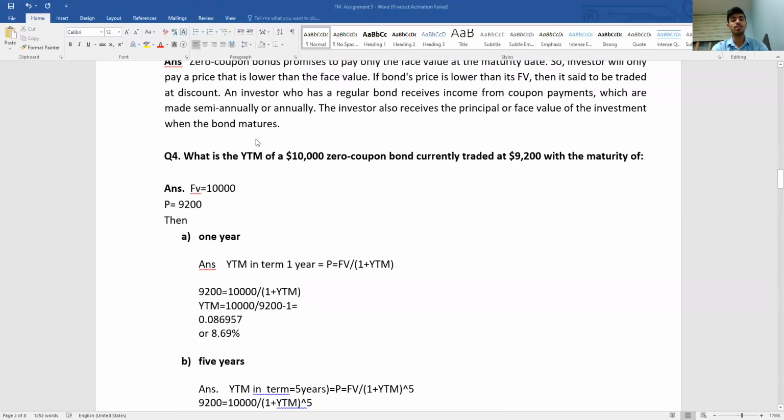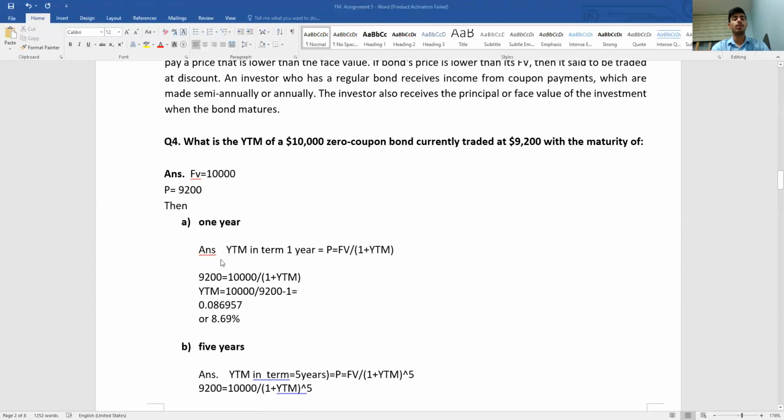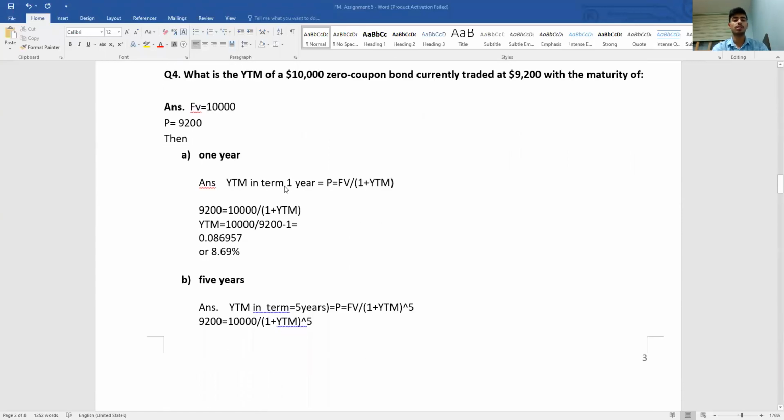Question number 4. What is the yield to maturity of $10,000 zero coupon bonds currently traded at 9,200 with a maturity of 1 year? Answer is question number A. Face value is 10,000 and price P is 9,200. For 1 year, this is the formula: P is equal to face value divided by 1 plus yield to maturity. 9,200 is our P, and 10,000 is our face value.